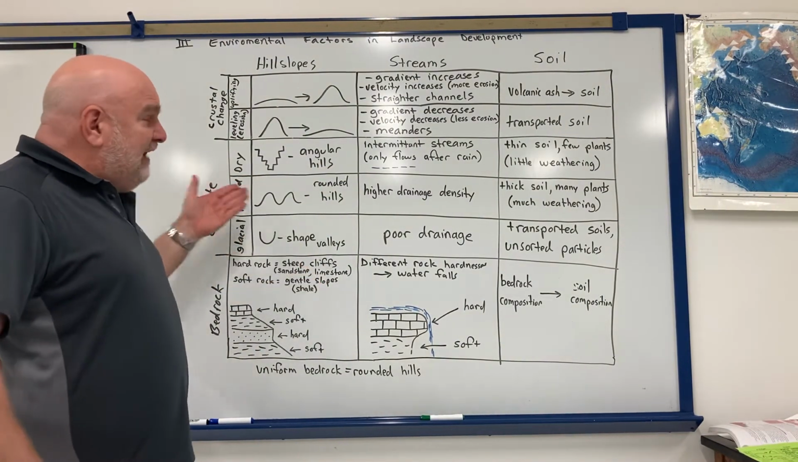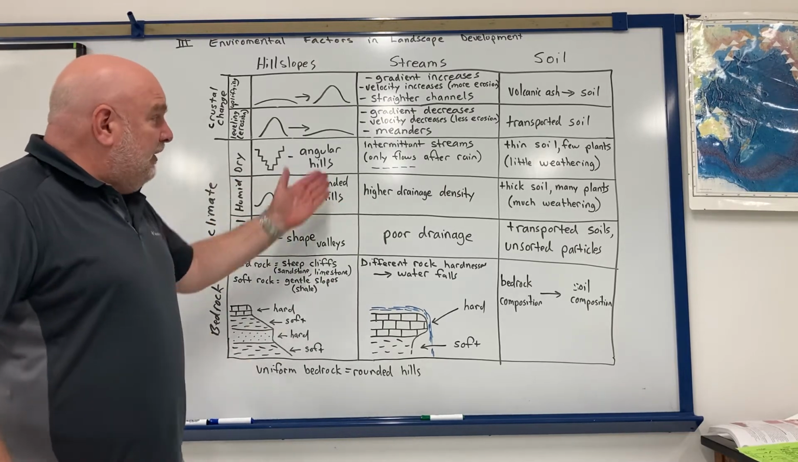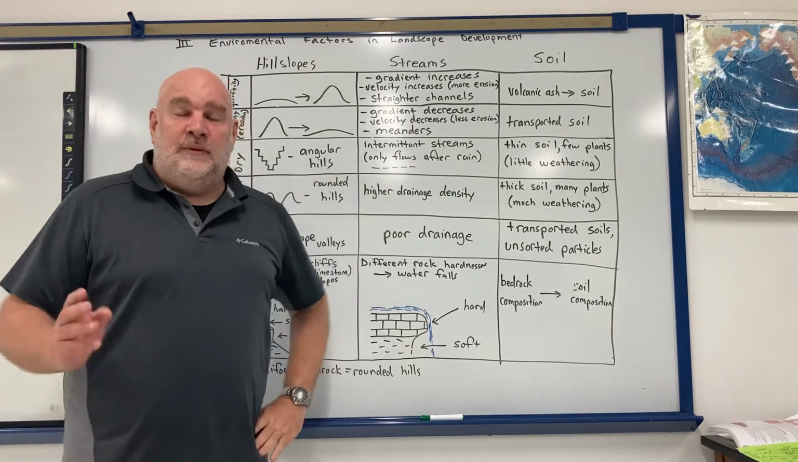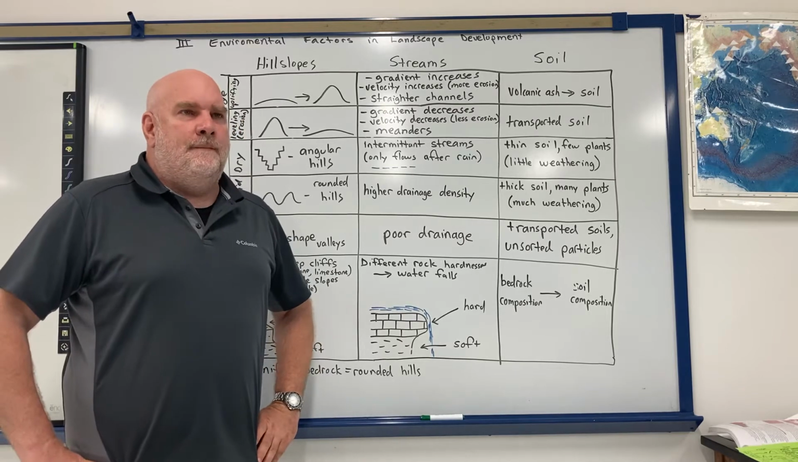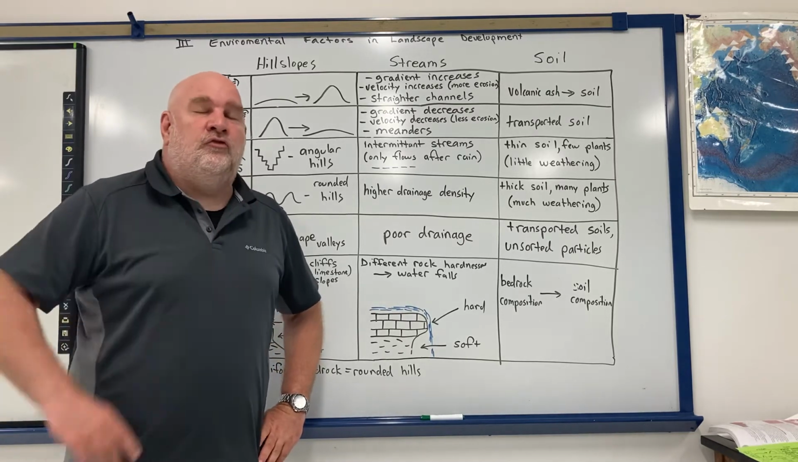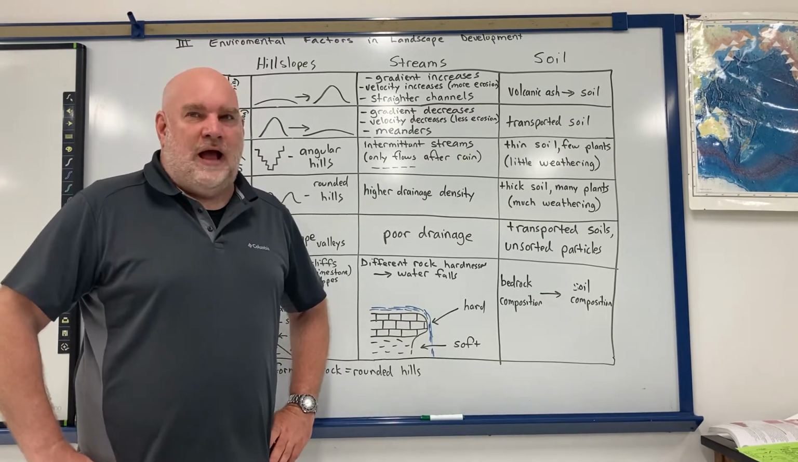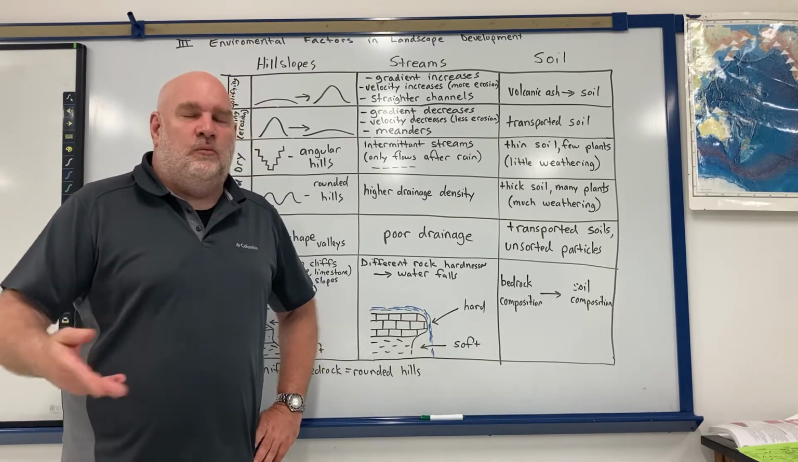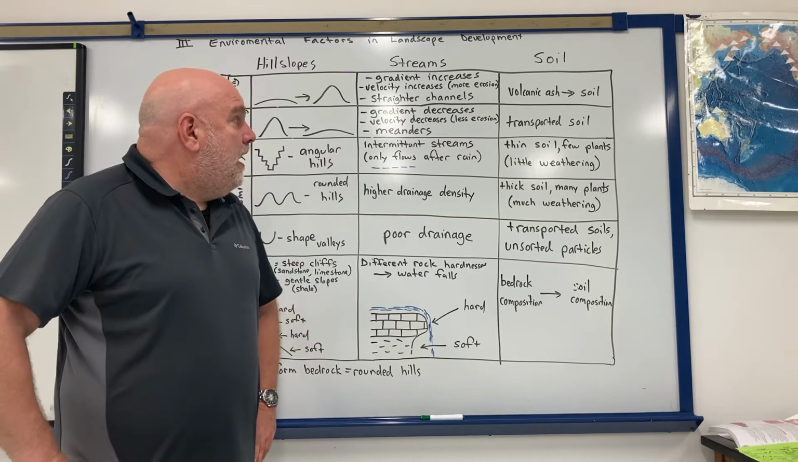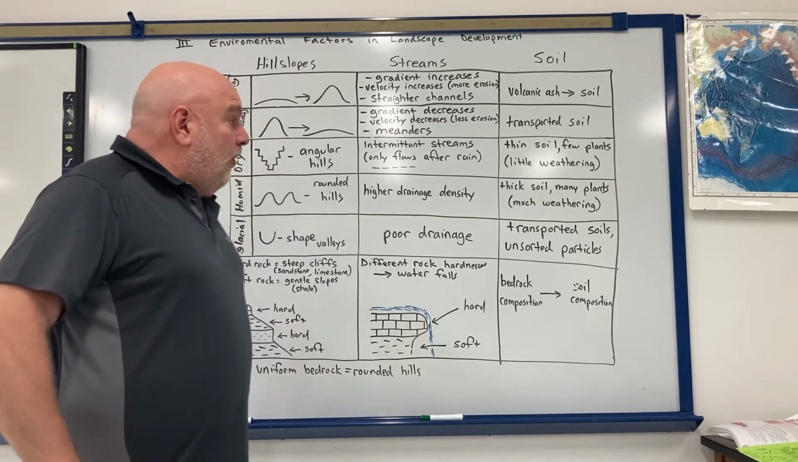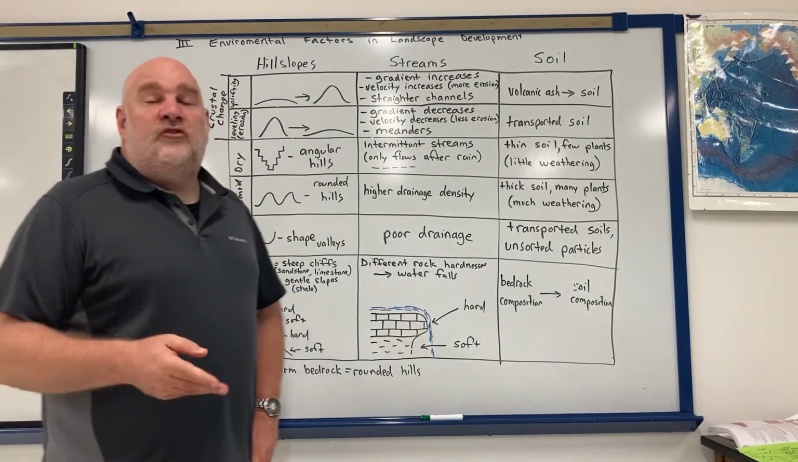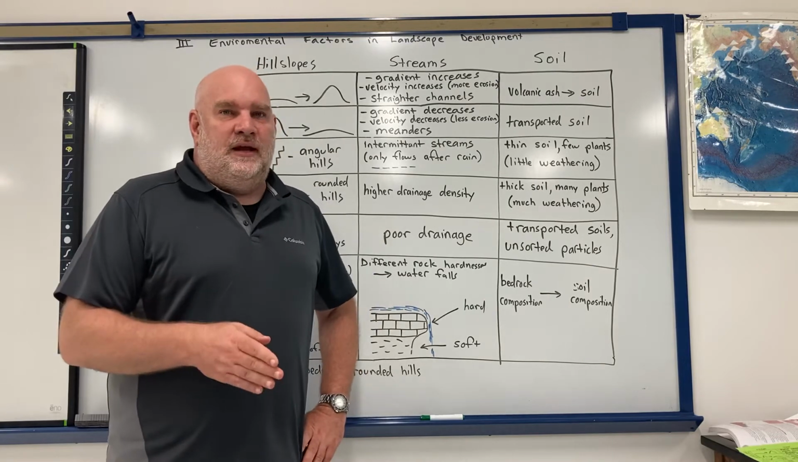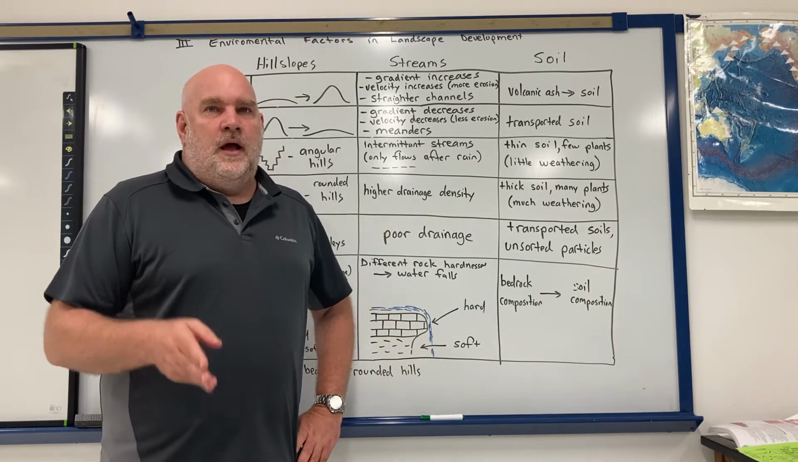Areas that have lots of rain typically are going to have a higher drainage density. There's going to be more streams, more miles of streams per square mile than it would be in a drier area, because there's more water at the surface and it's carving out more stream channels and so forth. As far as the soil goes, well, remember the soil is the product of weathering and biological activity.